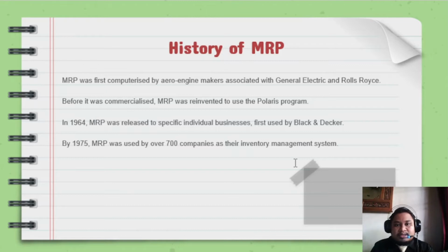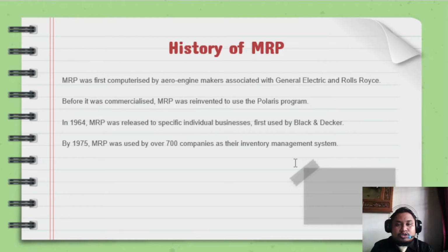Before it was commercialized, MRP was reinvented to be used in the Polaris program. Polaris program is a United Kingdom nuclear program that was used for their nuclear-based weapon systems. And Polaris program was in service for the United Kingdom starting from 1968 until 1996. And in 1964, MRP was reinvented and released to specific individual businesses, first used by Black & Decker.